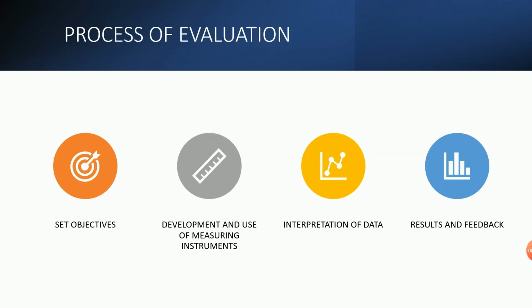Next, process of evaluation. Process means how it is being done. For any evaluation, these four things are the basic requirements or the process that would be involved. First, any evaluation has to have objectives set. So objectives should be set for why it is to be done, or what they are trying to achieve through this evaluation. Next, development and use of measuring instruments.